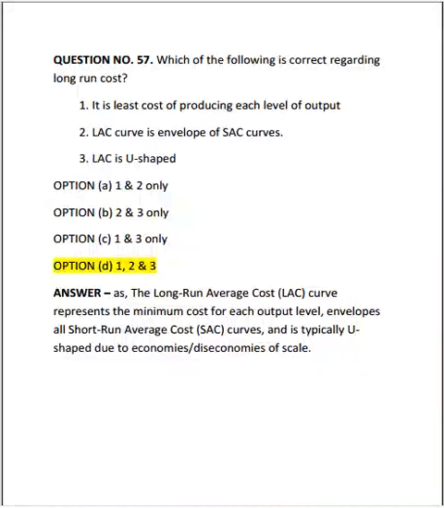Question No. 57. Which of the following is correct regarding long-run cost? 1. It is least cost of producing each level of output. 2. LAC curve is envelope of SAC curves. 3. LAC is U-shaped. Option A, 1 and 2 only. Option B, 2 and 3 only. Option C, 1 and 3 only. Option D, 1, 2 and 3. Answer, D. The long-run average cost (LAC) curve represents the minimum cost for each output level, envelopes all short-run average cost (SAC) curves, and is typically U-shaped due to diseconomies of scale.